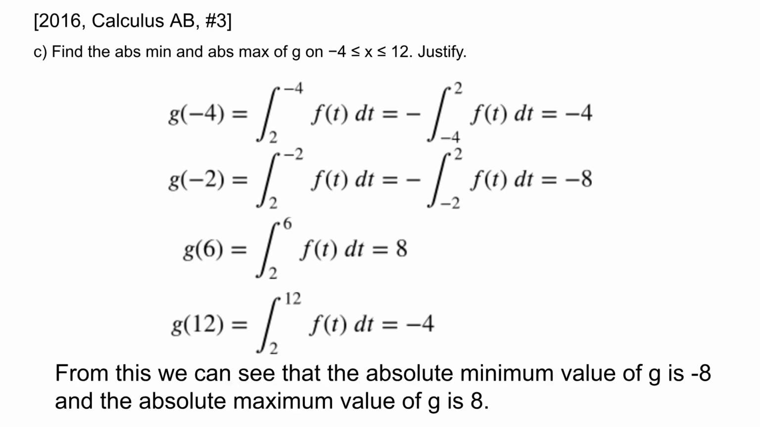Based on these calculations, we see that the absolute minimum value of g on the interval from -4 to 12 is -8, and the absolute maximum value of g on the interval from -4 to 12 is +8.